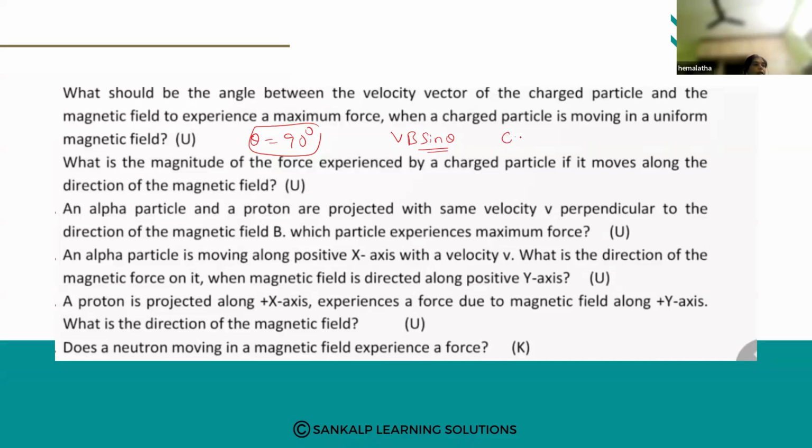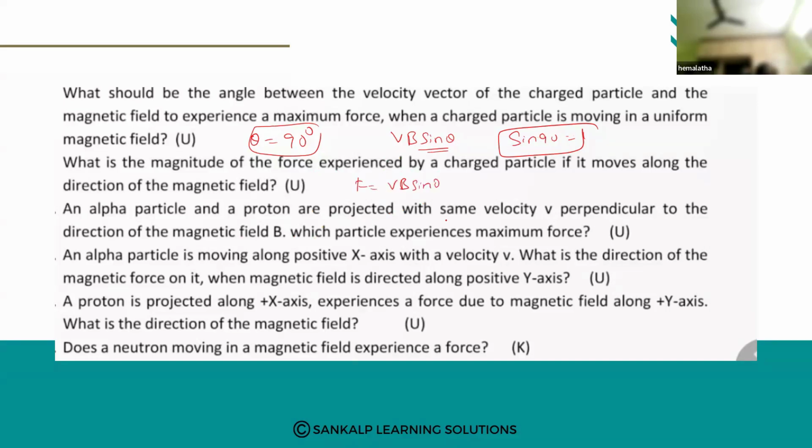When does it become 0? When theta is 0, the force is 0. So when theta is 90 degrees, sin 90 is 1. So the maximum is when it is 1. So the magnitude of force along the direction, what is the magnitude of a force? We have already said it: F is equal to qvB for the charged particle.